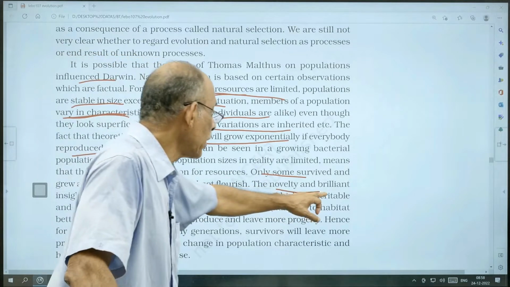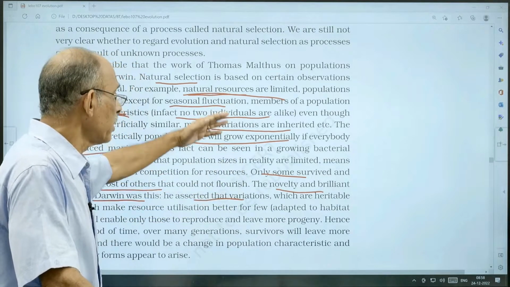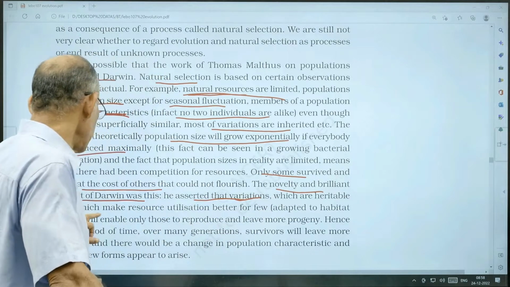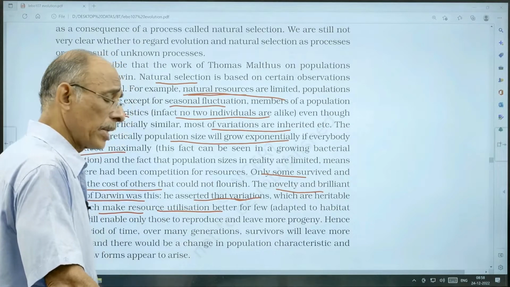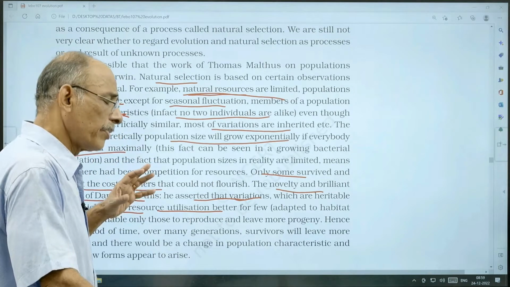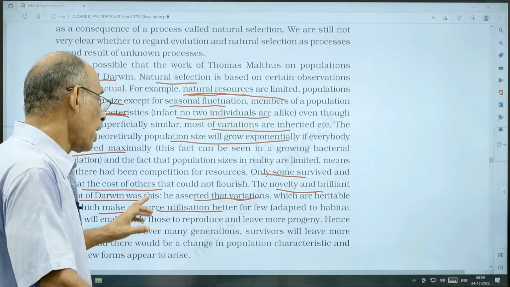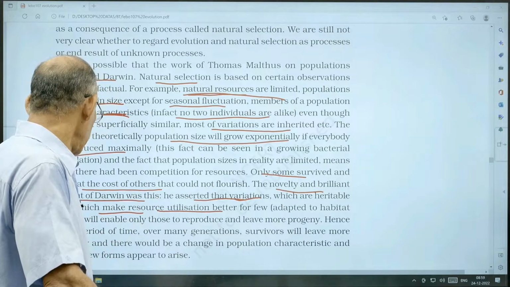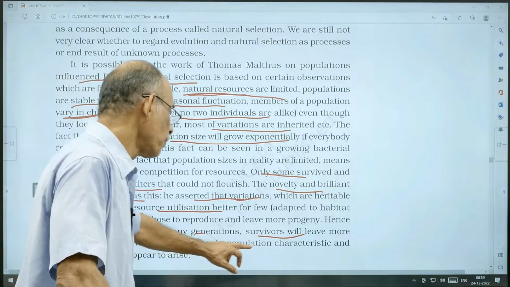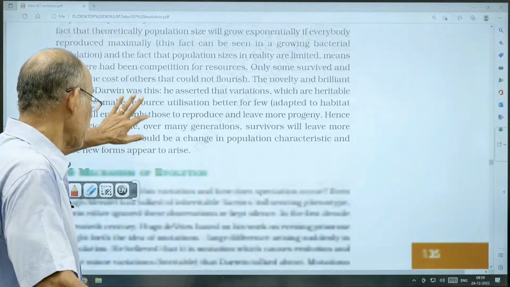The novelty and brilliant insight of Darwin was that he converted these ideas of Thomas Malthus into evolutionary theories. Variations which are heritable make resource utilization better. That means those organisms which have some variations will be suitable to live in that particular environmental condition. They will be adapted to the habitat better, and they will have more progeny. Hence, over a period of time, many survivors will leave more progeny, and there would be a change in population character, and new characteristics or new varieties will be formed.